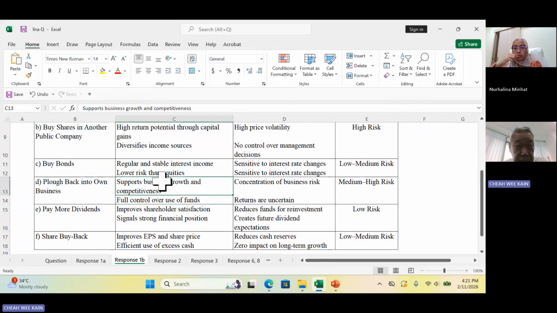Another best way is to plow back into your own business, support your business growth, and you know your business, right? So if you think your business is going to grow bigger and you need money, you may need to plow it back. Medium high risk. Or you need to pay more dividends. You can pay dividends with the extra money as long as it's out of profit. Previous year's profit also can, as long as the dividend is paid out of profit.